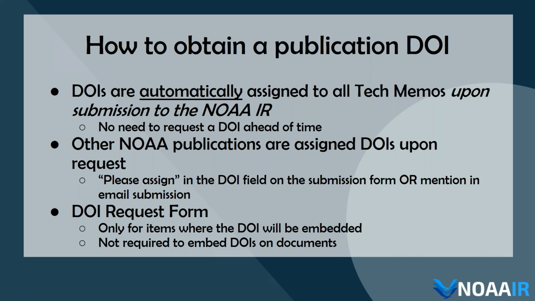We ask that you only request DOIs for items when you plan to embed the DOI. What I mean by embedding is you take that DOI and actually put it into the document. Some people will put it on the cover page. Some people have suggested citation formats that they'd like to put the DOI in. That's what we mean by embed it, where you're actually taking that DOI and putting it into the document. If you do not plan to do that, that's fine. You can still get a DOI for your document, but you don't need to request it ahead of time. Just let us know and we'll assign it when you submit the document to us.